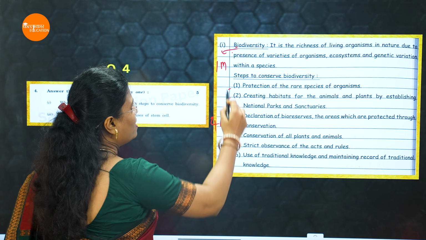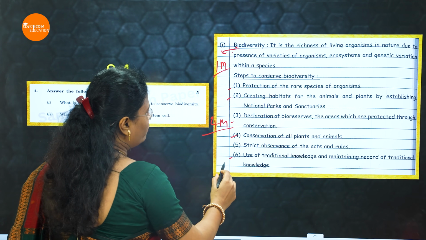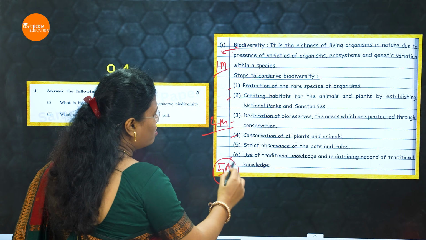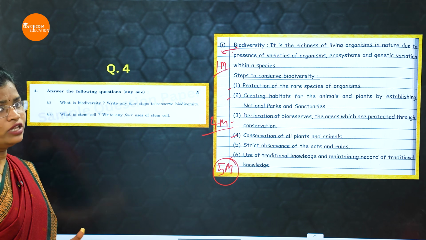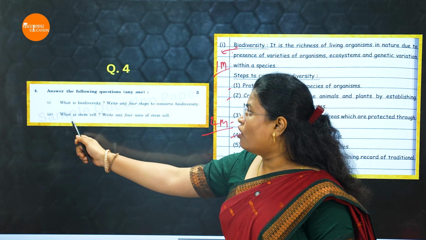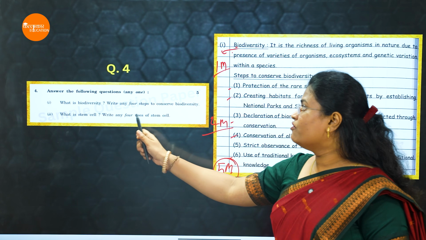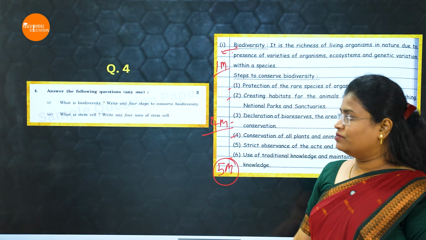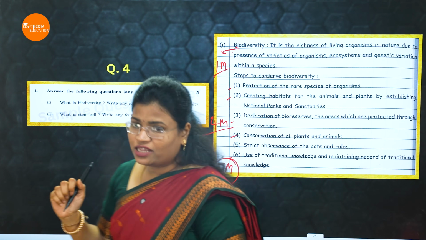So 1 mark here and 4 marks here. You will get a total of 5 marks for this answer. So let's move toward the next question. Question number 2. What is stem cell, and write any 4 uses of the stem cell. We have to write the answer.